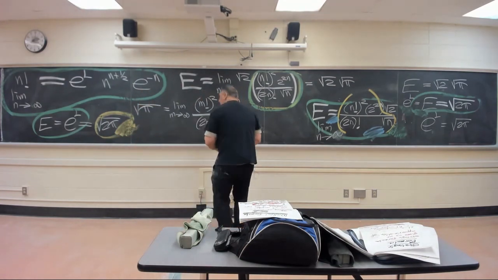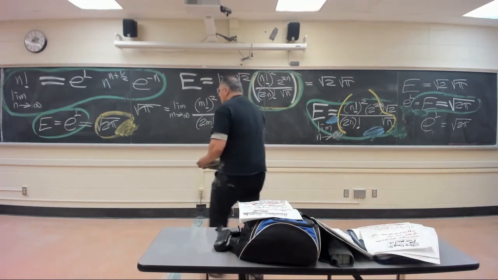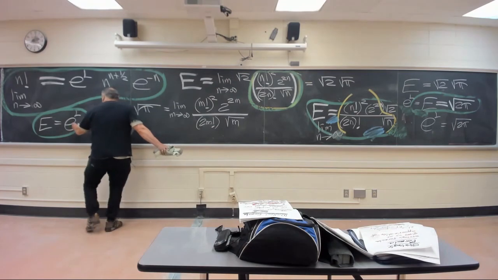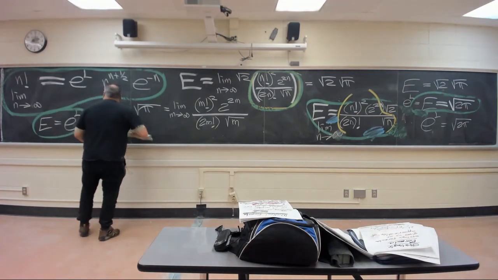What does that mean? Well, it proves what we were proposing to prove. E to the L, e to the capital L, is capital E. And that's the square root of 2 pi.